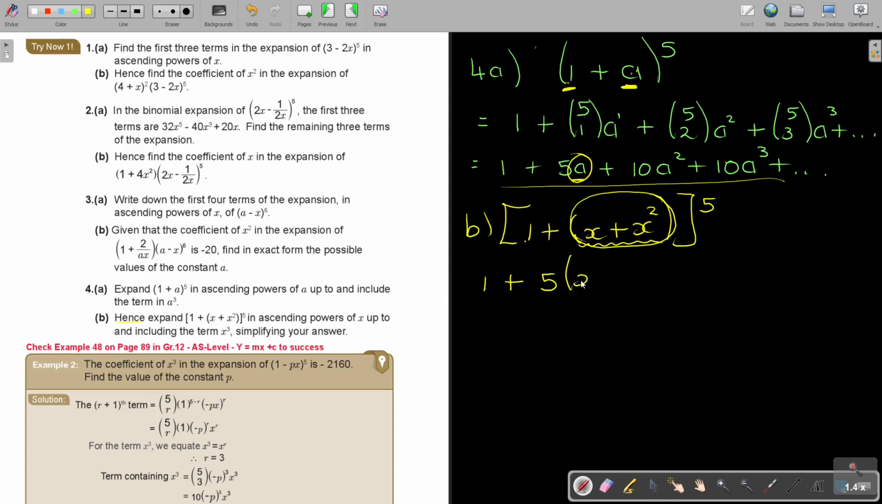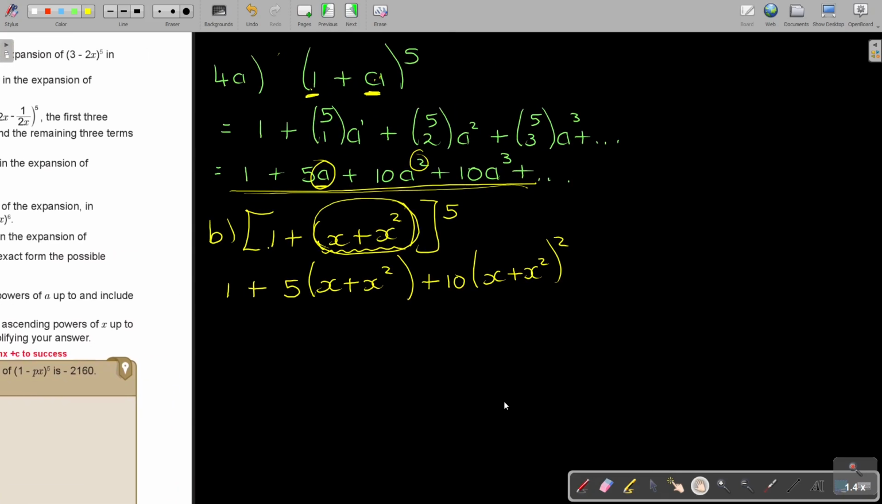So I'm going to say x plus x squared. And remember, I'm busy substituting there. So plus 10, do you see that? And that's going to be x plus x squared, and remember, it's squared, plus 10 times x plus x squared, and that's going to be 3, and then plus 1, 2, 3.